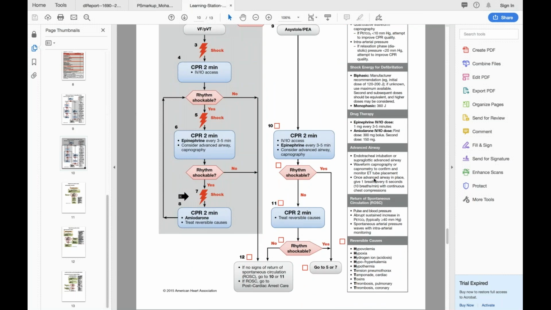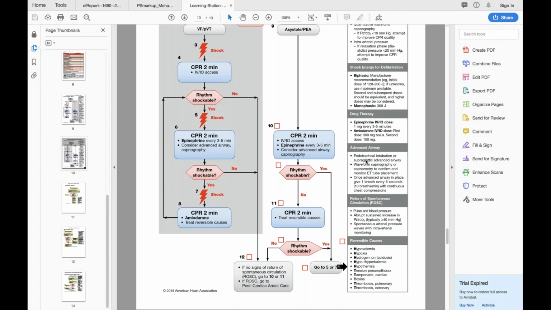So we're going here now. Just remember, the first cycle will be epinephrine, CPR, epinephrine. The second cycle will be CPR and reversible causes, which are the H's and T's. You will find the H's and T's over here. Think of the H's and T's. That's what we want you to remember.